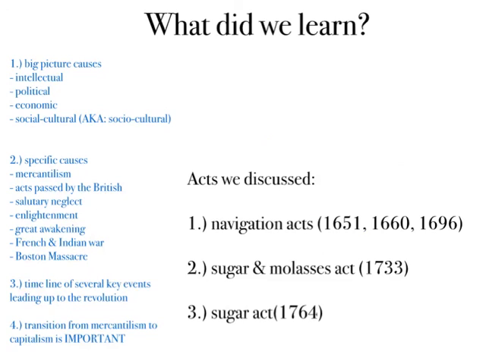The specific acts we discussed were the Navigation Acts, three key ones: the Sugar and Molasses Act and the Sugar Act. And what I want you folks, my students, to keep in mind as we move forward, I want you to think about what the specific causes were and which of the big picture causes they fall under. So I want you to match mercantilism with one of these big picture causes and match acts passed by the British to one of these big picture causes. I want you to think about that as we go forward, and I'd like to have a class discussion about it.